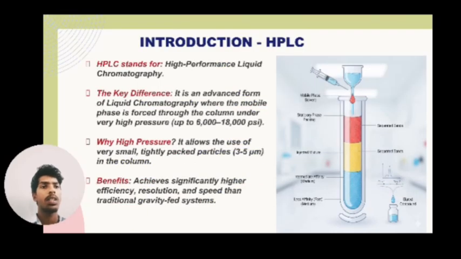Next, introduction to HPLC. HPLC stands for high performance liquid chromatography. The key difference is that it is an advanced form of liquid chromatography where the mobile phase is forced through the column under very high pressure, up to 6,000 to 18,000 pounds per square inch. With high pressure, it allows the use of very small, tightly packed particles, 3 to 5 micrometers, in the column. Its benefit is that it achieves significantly higher efficiency, resolution, and speed than the traditional gravity feed system.